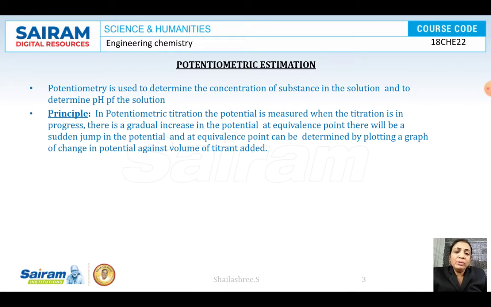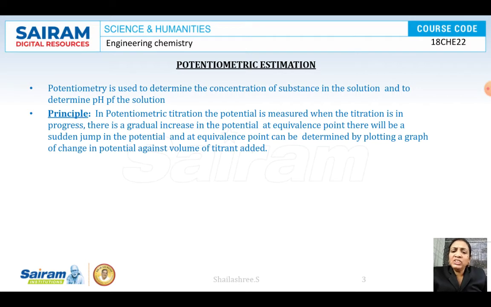What are these potentiometric estimations? These are the determination of the concentration of a substance in solutions. In potentiometric titration, we measure the potential while the titration is in progress. What is the principle here? We are measuring the potential of the solution when the titration is in progress.